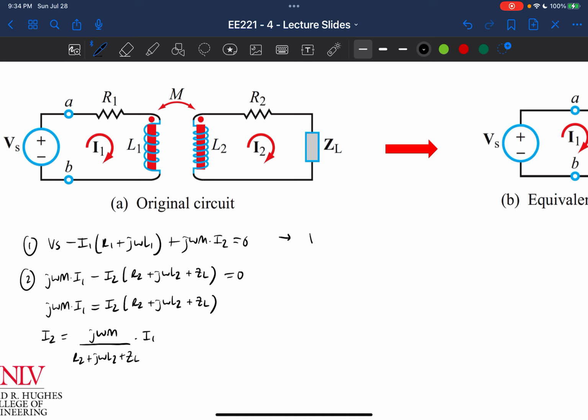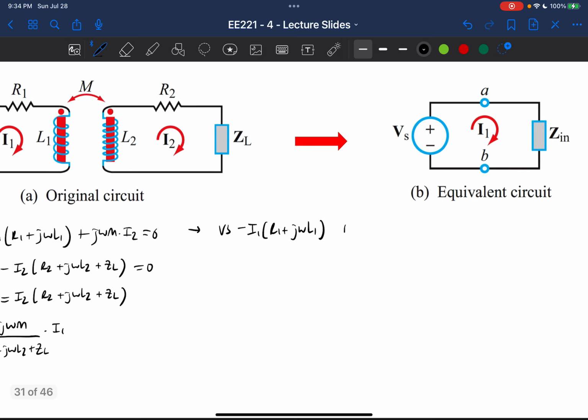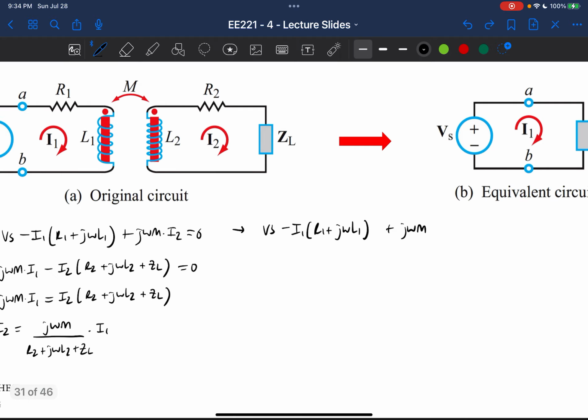So I can basically say Vs minus I1 times R1 plus jωL1, and I can say plus jωM times, I've got another jωM, so I can just square that, times I1. And then that whole thing is over R2 plus jωL2 plus ZL. Okay, I can obviously set that whole thing equal to 0 still.